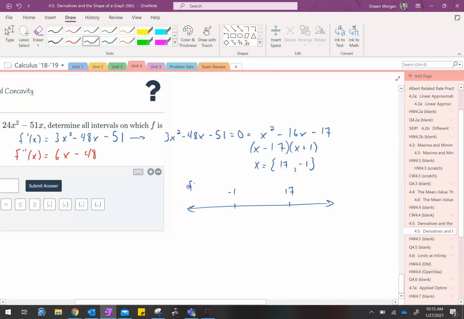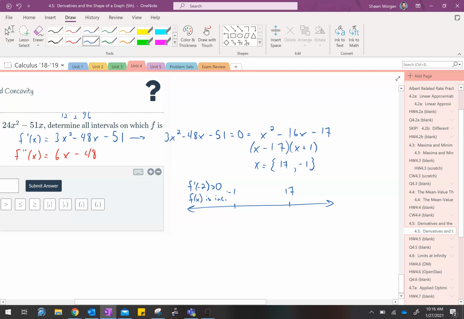So if we found f prime of negative 2, let me do the arithmetic real quick. Negative 2 squared is 4, times 3 is 12, and negative 2 times negative 48 is positive 96. So that certainly is going to be positive, greater than 0. What that means is that the function itself is increasing, up until negative 1.